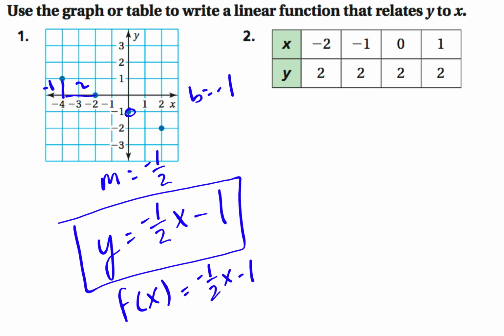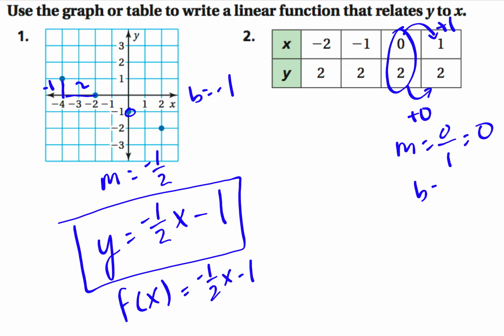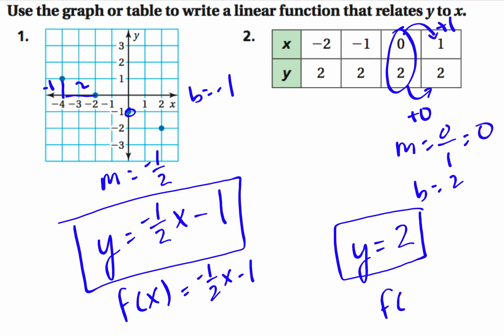Okay, next, on this one, to find the slope, the outputs go up 0 and the inputs go up by 1. That gives a slope of 0. And the y-intercept is 2. So this is y equals 0x plus 2. 0x doesn't need to be written, so you can just put y equals 2. Or, of course, f of x equals 2.